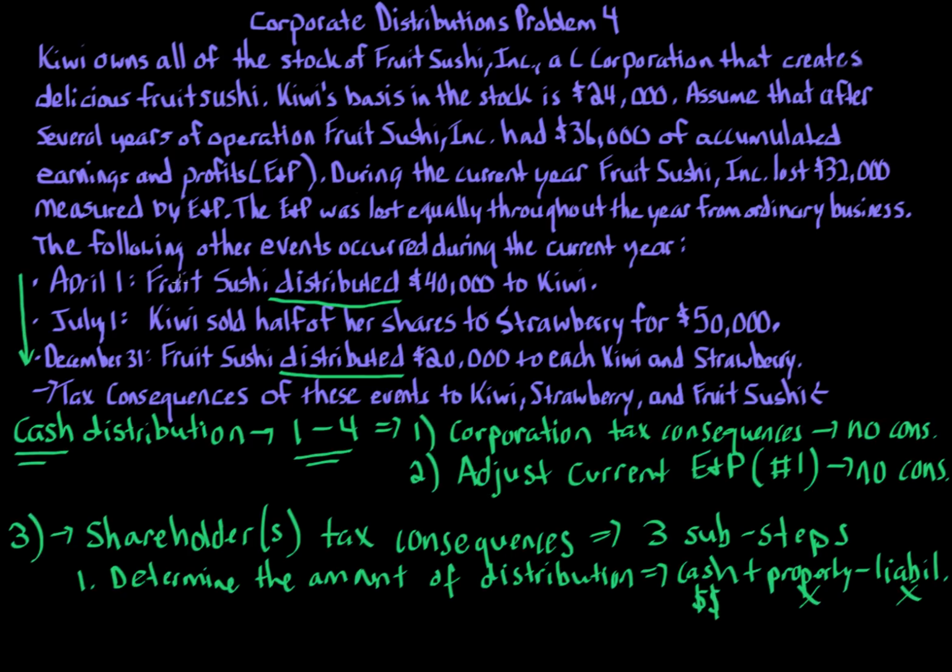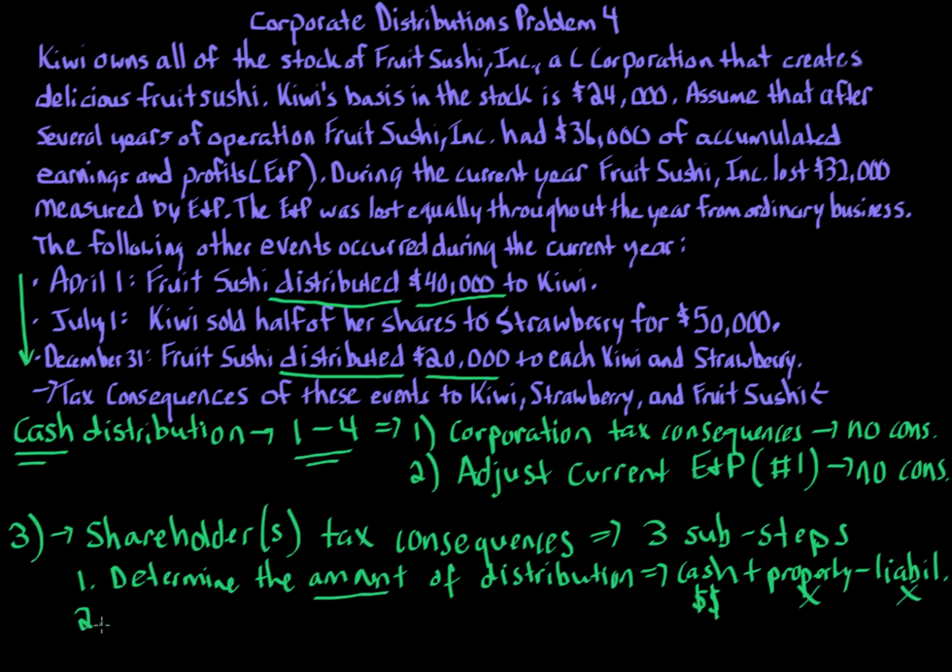So on April 1st, Fruit Sushi receives $40,000. So the $40,000 is the amount of the distribution. On December 31st, each Kiwi and Strawberry, they each receive $20,000. So they each get a distribution of $20,000. That is the amount of the distribution. So that's what we do in determining the amount of the distribution.